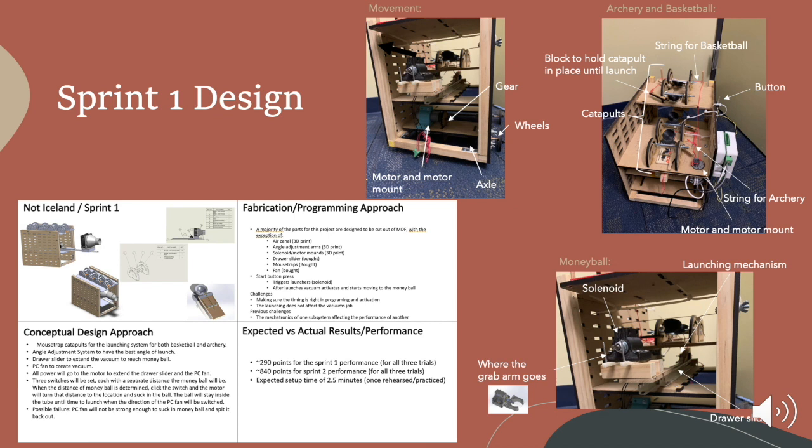Then for the catapults, they are on two different levels so that the ball holders do not hit each other. The string is attached to these blocks that hold the ball holders back in place. When the motor rotates, it pulls the strings, pulling the blocks out so that the catapults actually release and throw the basketball and archery.